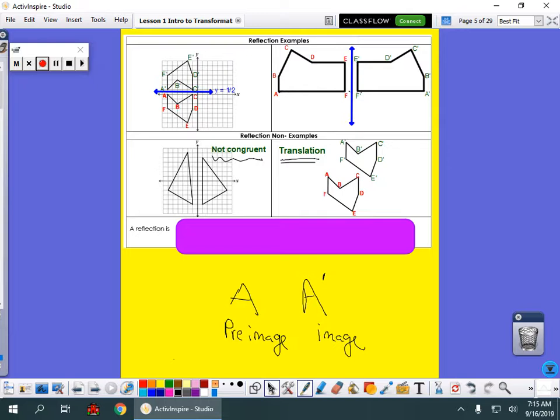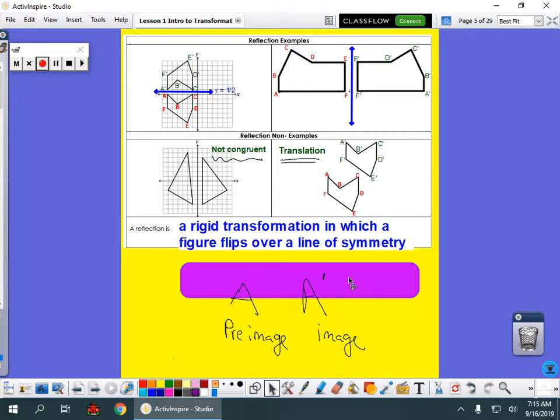All right. So the formal definition of a reflection is a rigid transformation, so size and shape does not change, in which a figure flips over a line of symmetry. And we must identify that line of symmetry. All right, I'm going to go ahead and move on. If you want to hit pause, more time for copying that down, go ahead.